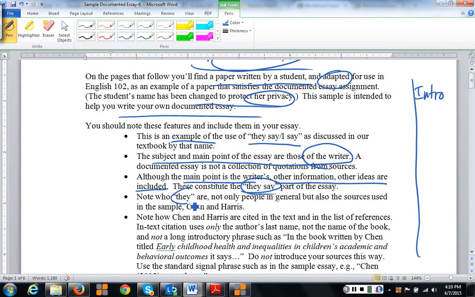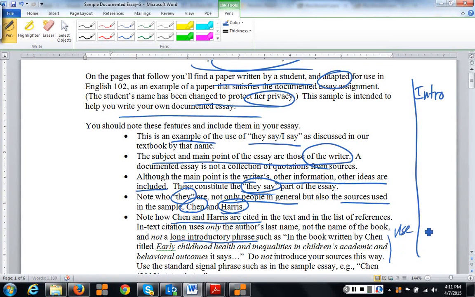Note that they, in this case, in an essay, are not only people in general, but are also the specific people used in the sample. And it just happens to be that their names are Chen and Harris. And note that when Chen and Harris are cited in the text, we don't use a long introductory phrase such as "in the book written by Chen titled Early Childhood Health," etc., etc. This is a common problem.